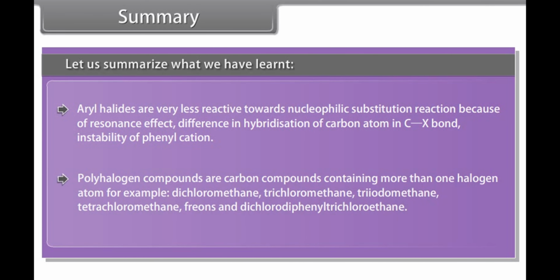Polyhalogen compounds are carbon compounds containing more than one halogen atom. For example, dichloromethane, trichloromethane, triiodomethane, tetrachloromethane, freons, and dichloro-diphenyl-trichloroethane.